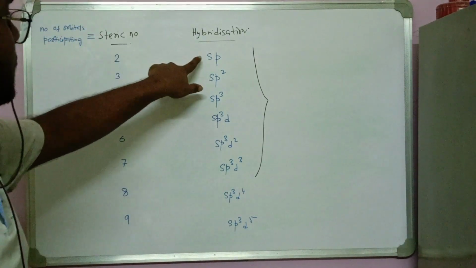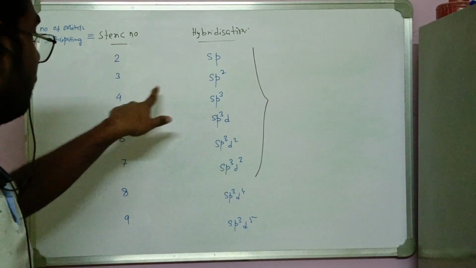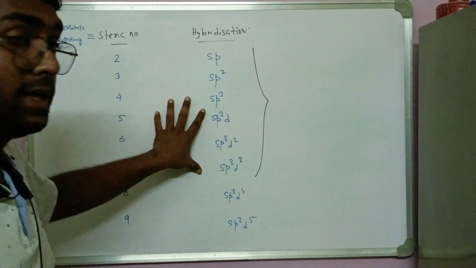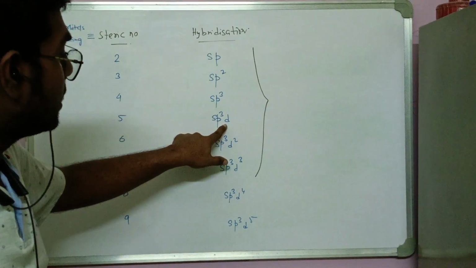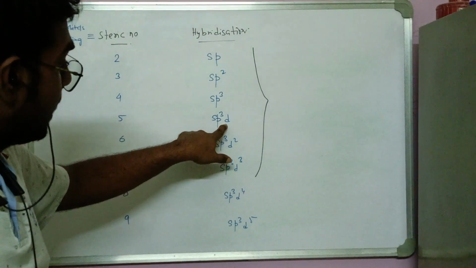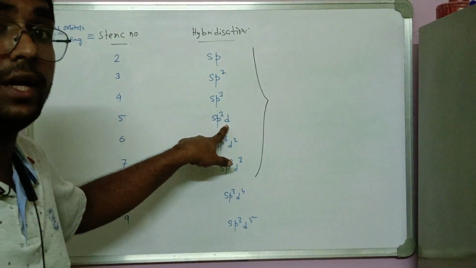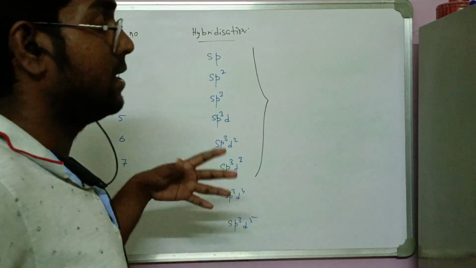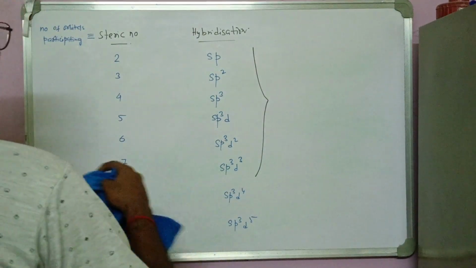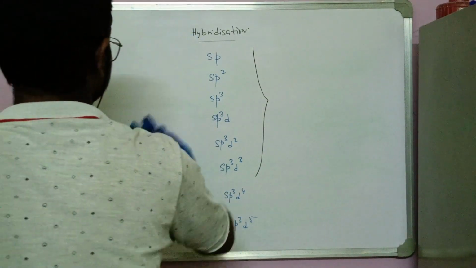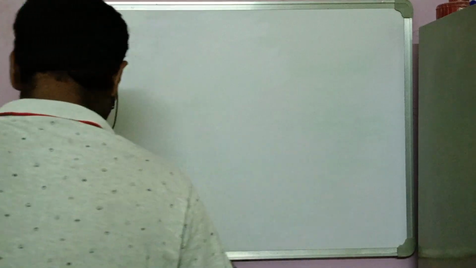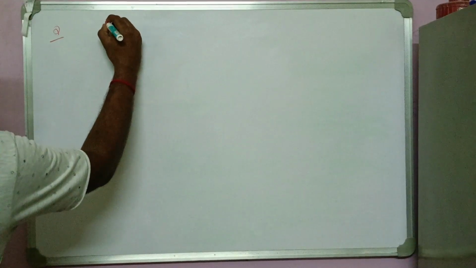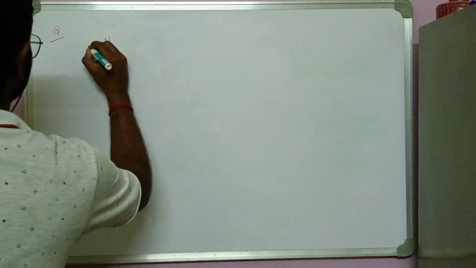So for steric number 2, sp; 3, sp2; 4, sp3; 5, sp3d; 6, sp3d2; and 7, sp3d3. And in the case where d orbitals are participating, it is significant which type of d orbital is participating, since it defines the shape of the molecule, and we will be discussing it. But let's understand how to calculate the steric number with some examples. So at first, let me write those.